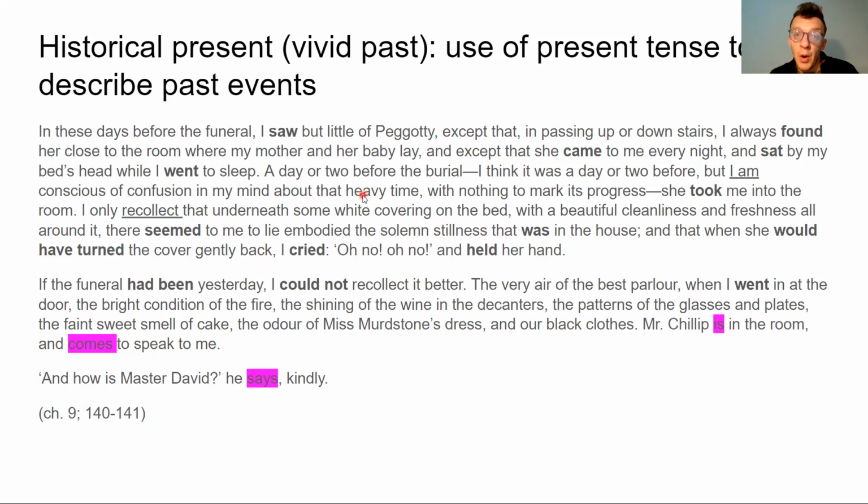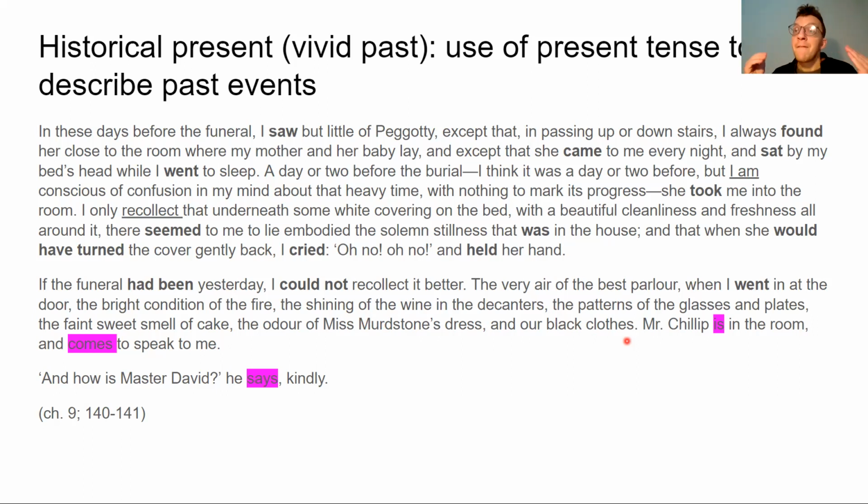And so then we get a new paragraph though. And here we enter into the hypothetical, if I could not, and then we get this really marvelous bit where we only have one verb. The very air of the best parlor, when I went in, and we don't really do anything with that. What we're getting is just the recollection, and we have smatterings of impressions. So he recollects the air, he recollects the bright condition, and we build up each of these sensations, really using the definite article there, the, lending a small element of specificity before we end the memory of the objects and the impressions, and we reintroduce Mr. Chillip. He is in the room.